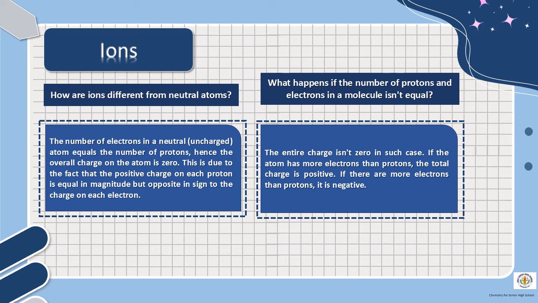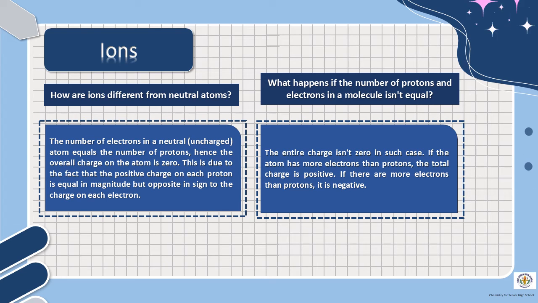So let's move on to ions. How are ions different from neutral atoms? The number of electrons in a neutral or uncharged atom equals the number of protons. Hence, the overall charge on the atom is zero. This is due to the fact that the positive charge on each proton is equal in magnitude but opposite in sign.